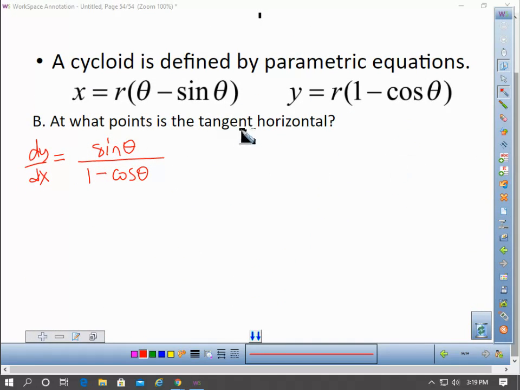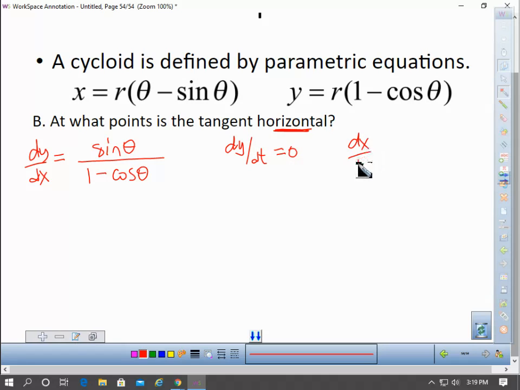So we want to know where our tangent is horizontal. If you look at the bottom of your sheet, to have a horizontal tangent line, your numerator, which is dy dt, has to equal 0, but your dx dt cannot equal 0. So our numerator needs to equal 0, which means sine has to equal 0. But our denominator cannot be 0, so 1 minus cosine theta cannot be 0.